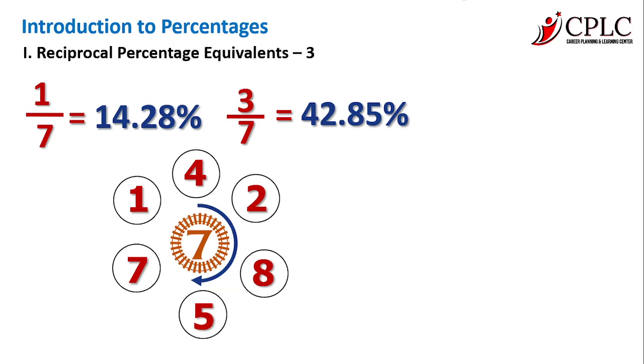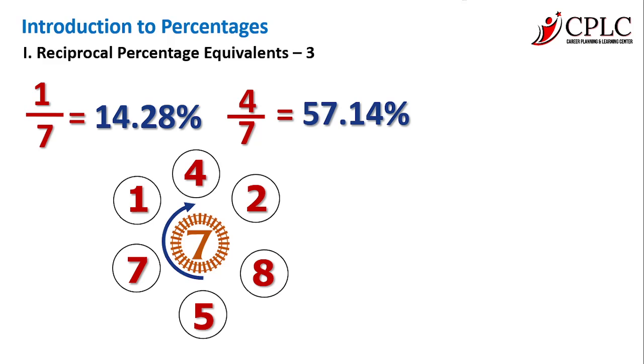Next one is 4 by 7. 14 fours are 56. So it will start from 5. So it will become 57.14, because starting from 5, we have to take 4 numbers in the clockwise order. Then we have 6 by 7 and 5 by 7 also.